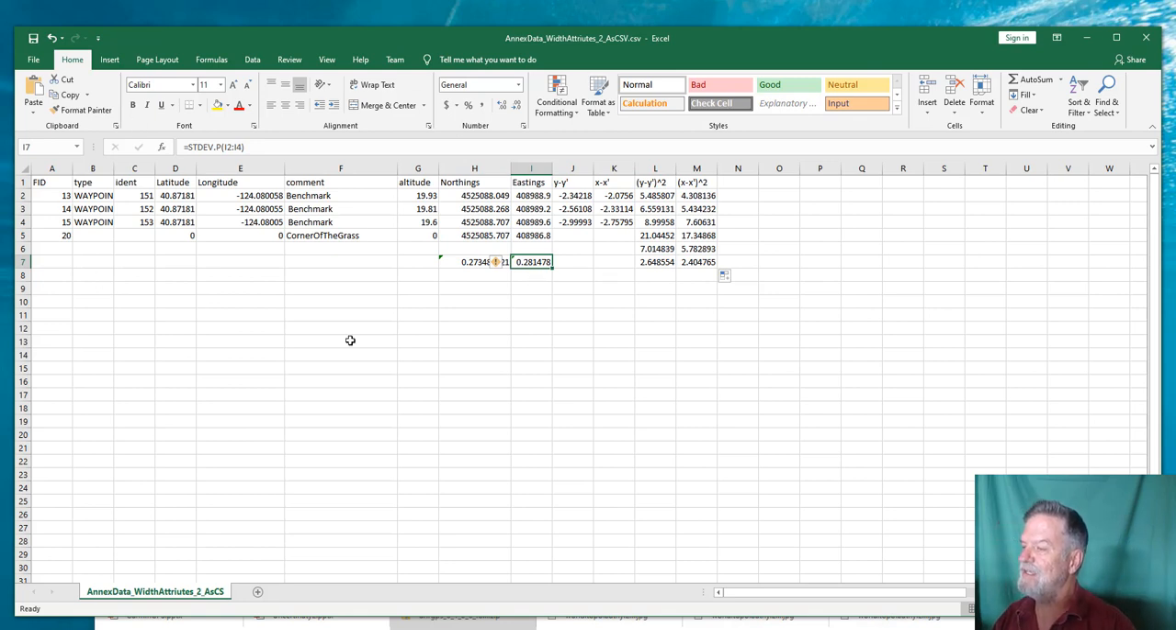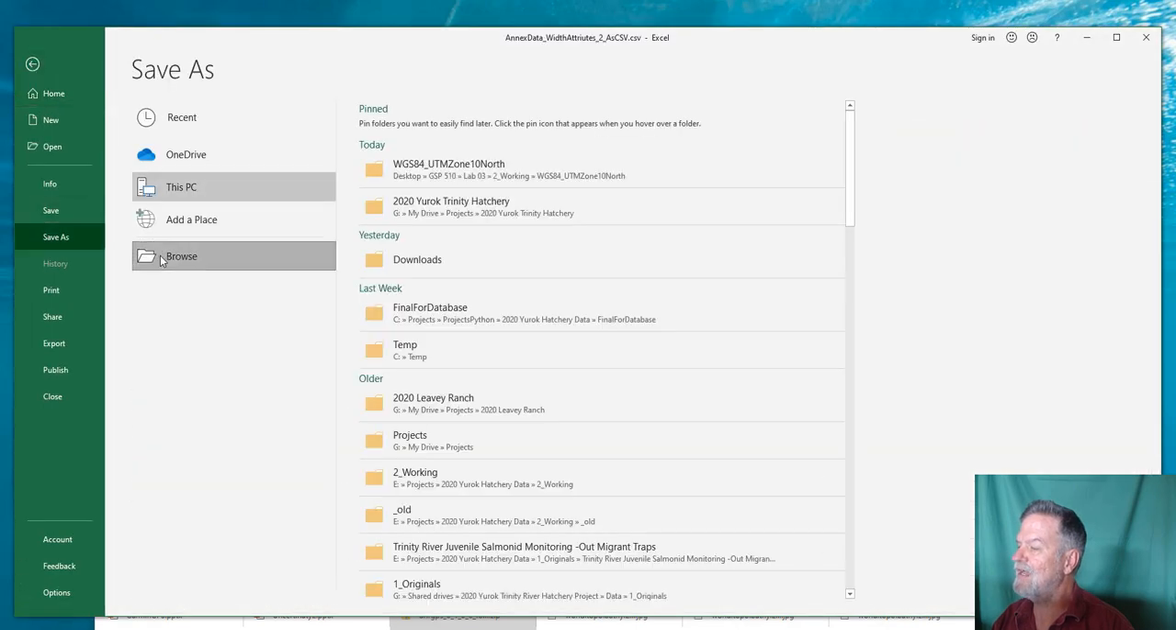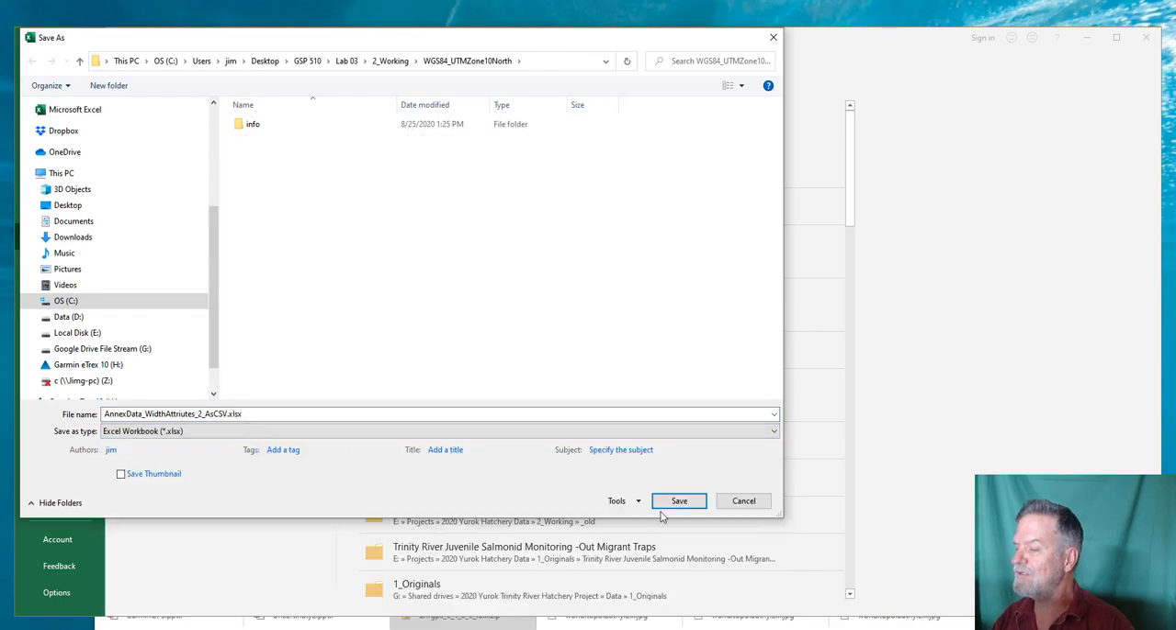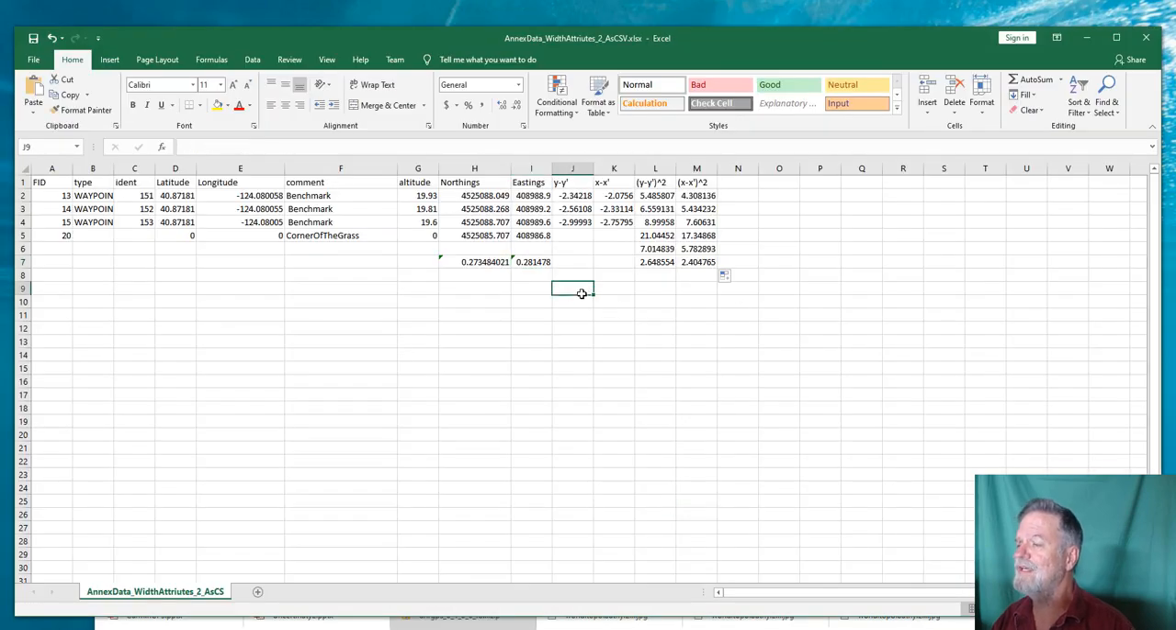And I would definitely save this Excel file. Right now it's a CSV, so we need to go ahead and do a save as, browse, and save that as an Excel workbook so that we have it for later, especially if we want to combine all the classes' data together.